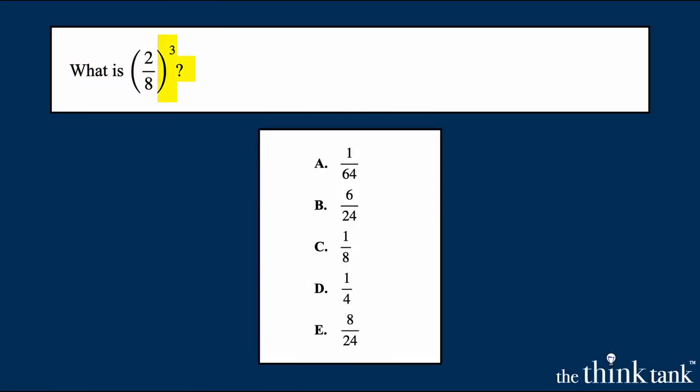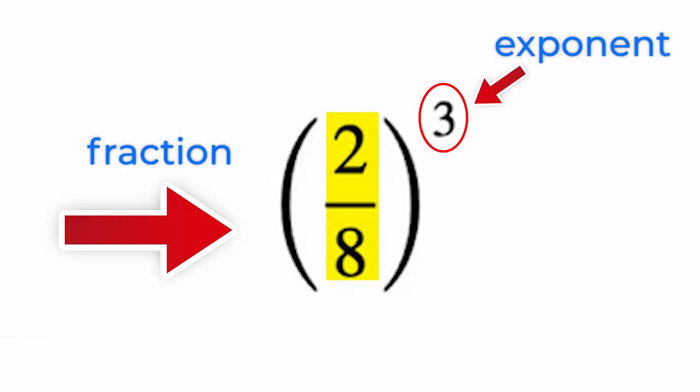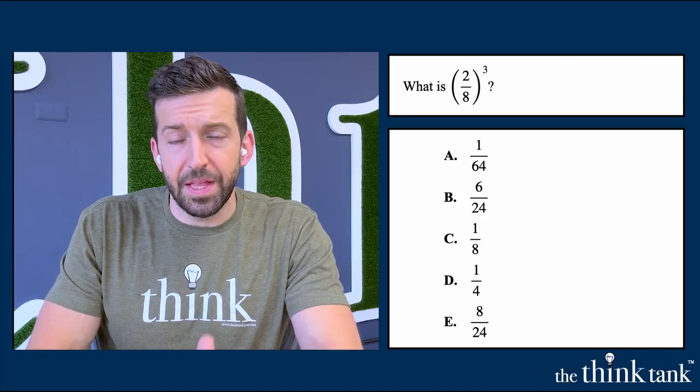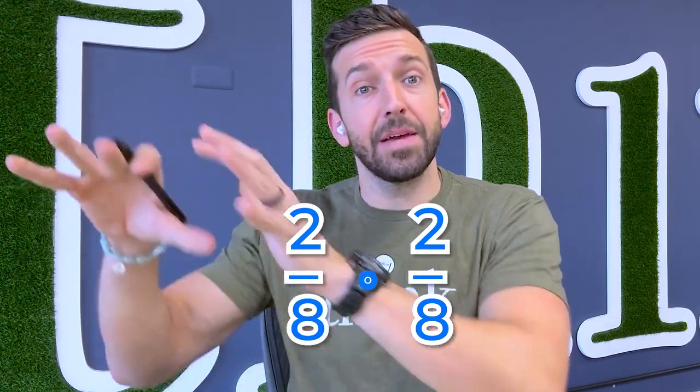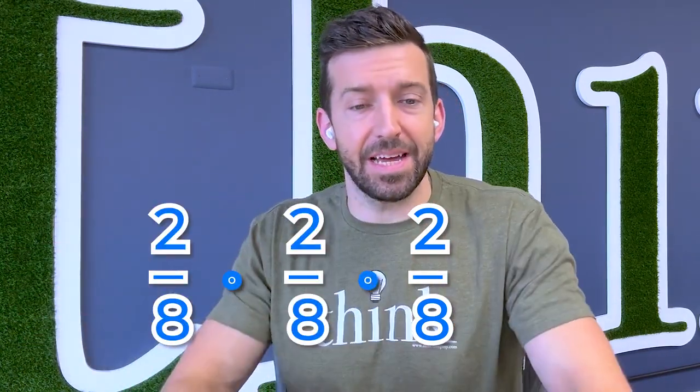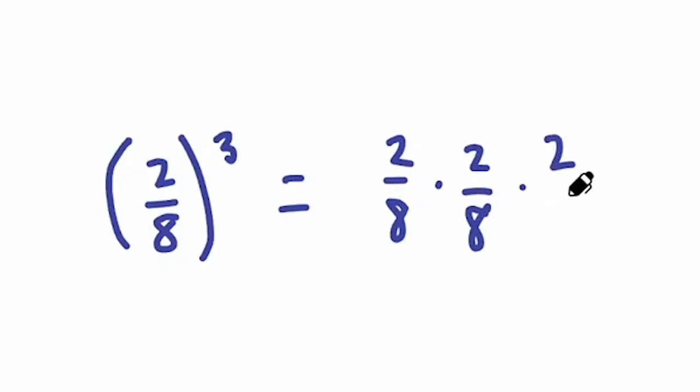2/8 cubed. Let's go. All right, we've got to take an exponent of this fraction, two things that maybe you're not super comfortable with. Let's remember what an exponent is. When I have something to the third power, it means I'm going to take that thing times itself. So I'm going to have that thing 3 times. So this literally means I'm going to do 2/8 times 2/8 times 2/8.